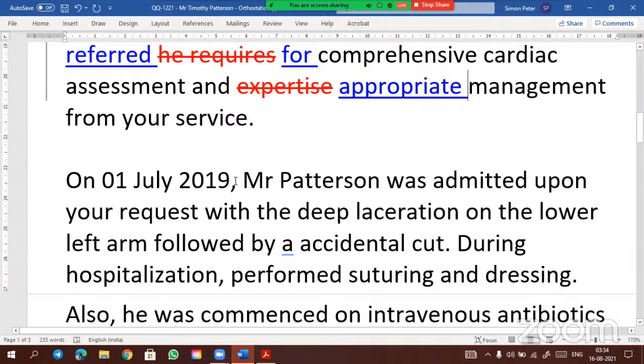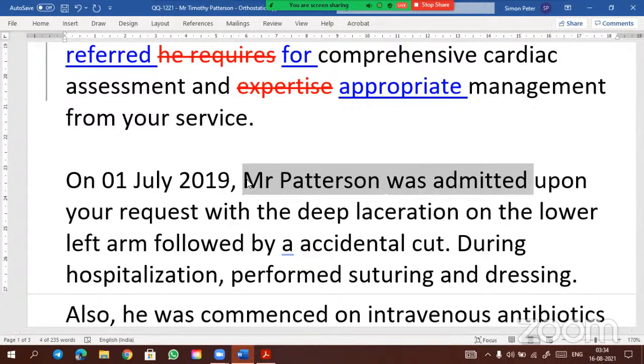On 1 July 2019, Mr. Patterson was admitted upon your request. What is this upon your request? Name of the patient, Timothy Patterson, admission date, accidental cut. Referred by family physician for further care.